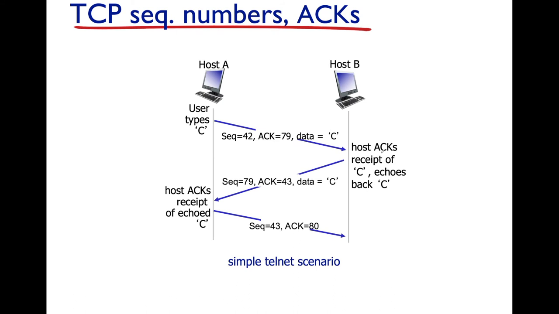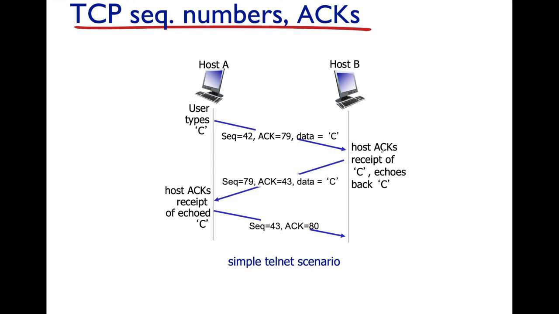So the data is C. That's one character or one byte in ASCII code. And so that means if you get an acknowledgement, the next expected byte is going to be byte number 43 in that stream, because the character C is one byte long, and it starts at position 42 in this stream of bytes. And so the next expected one is going to be position 43. So you get the data. It increments the sequence number, and that's the ACK, what it's expecting next, and the ACK's 43.